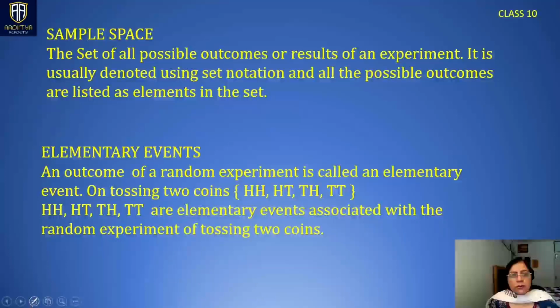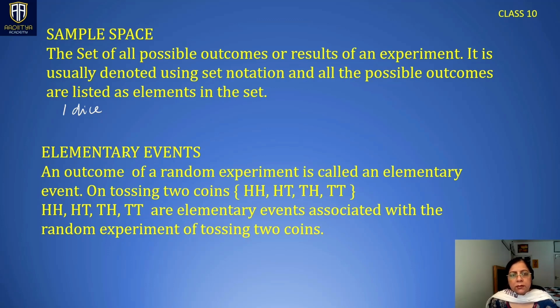The next is sample space. The sample space of any random experiment is the set of all possible outcomes. It is usually denoted by set notation, and the possible outcomes are listed as elements in the set. As I told you, random experiments in the case of mathematics or science are those experiments which always yield a fixed set of outcomes. Like whenever we toss one coin, we will be getting either head or tail. However many times you perform this experiment, there is no change in the outcomes. So that is considered a random experiment.